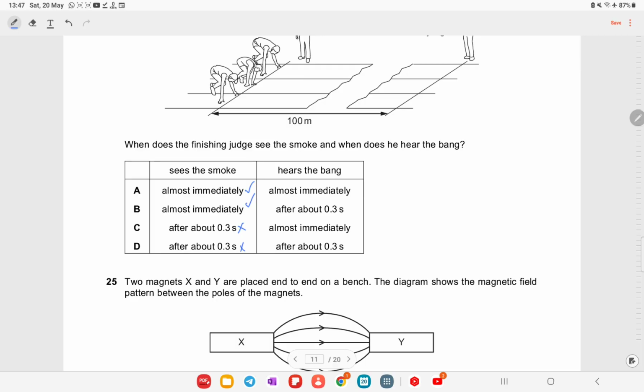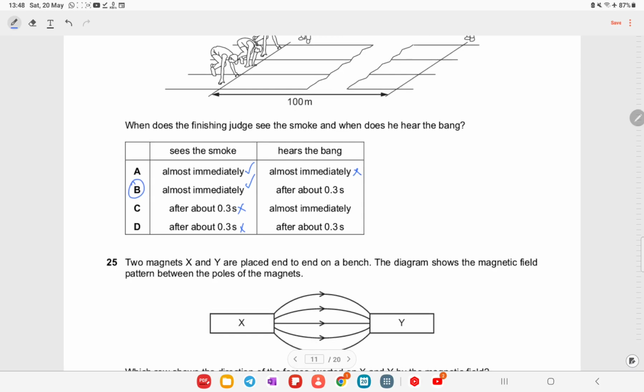And let's talk about hearing the bang almost immediately. This is not possible. He cannot hear the bang immediately. So option B will be the right answer for that.